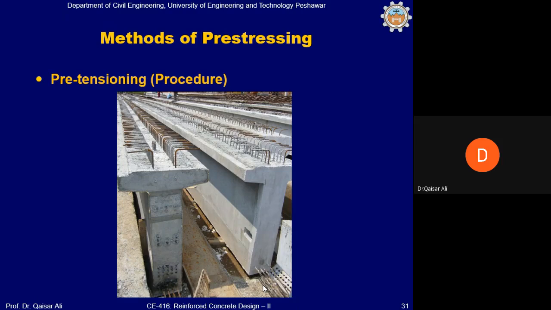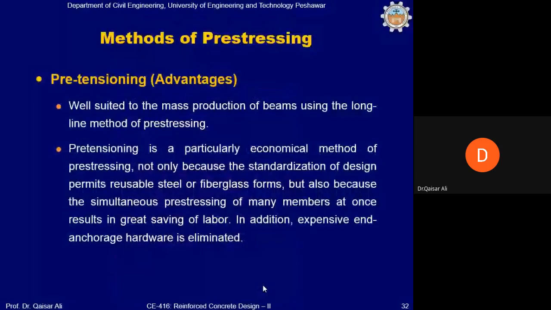The advantage of pre-tensioning. This method is well suited to the mass production of beams using the long line method of pre-stressing. And pre-tensioning is a particularly economical method of pre-stressing, not only because the standardization of design permits reusable steel or fiberglass forms, but also because the simultaneous pre-stressing of many members at once results in great saving of labor. In addition, expensive end-anchorage hardware is eliminated.